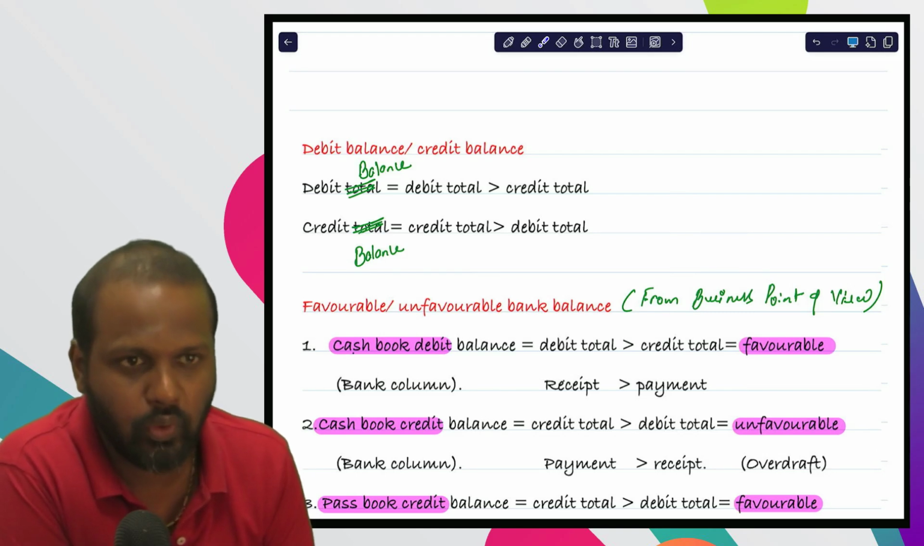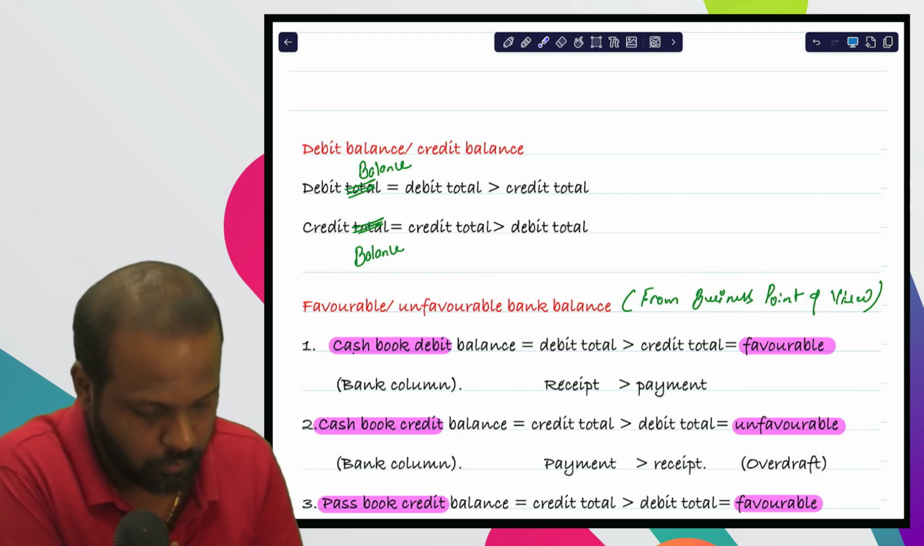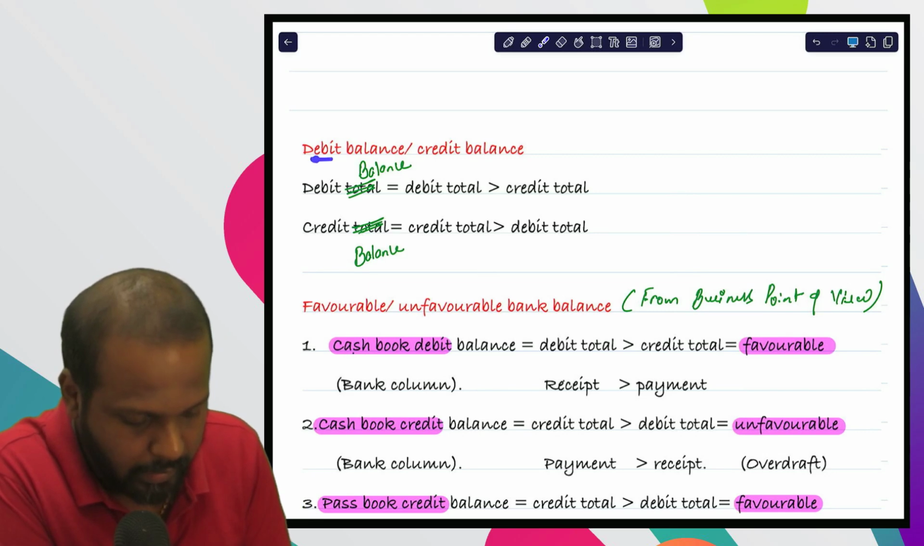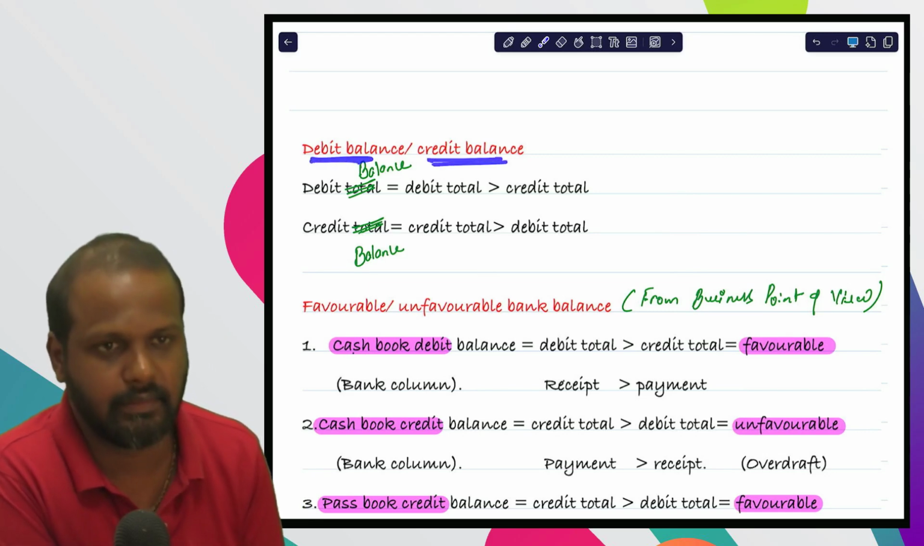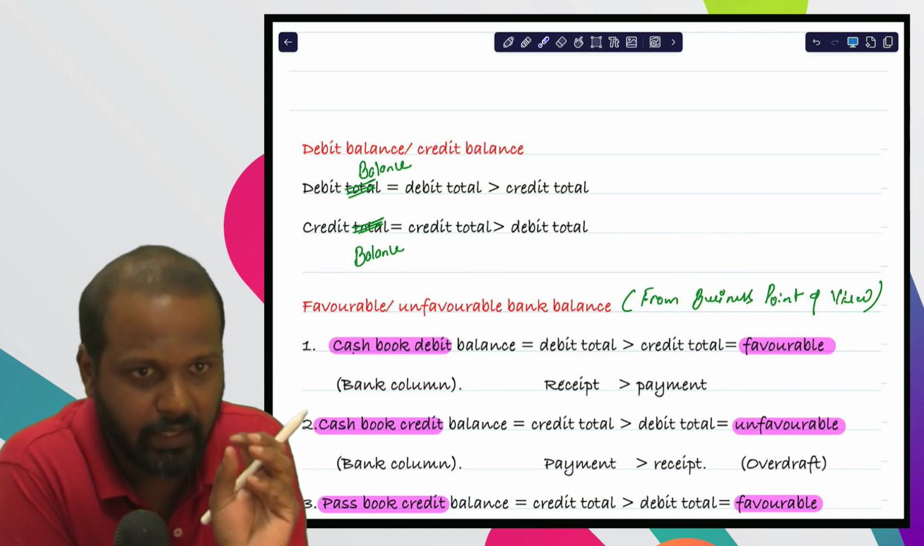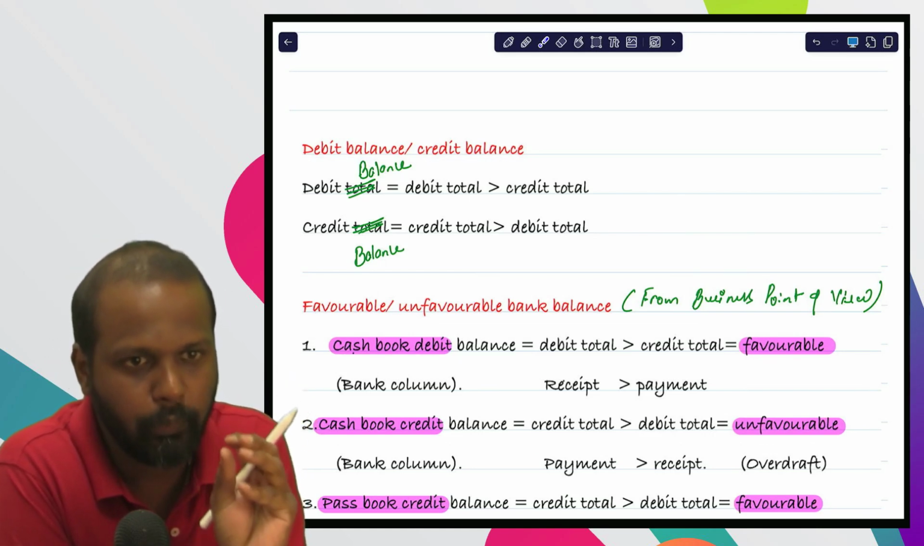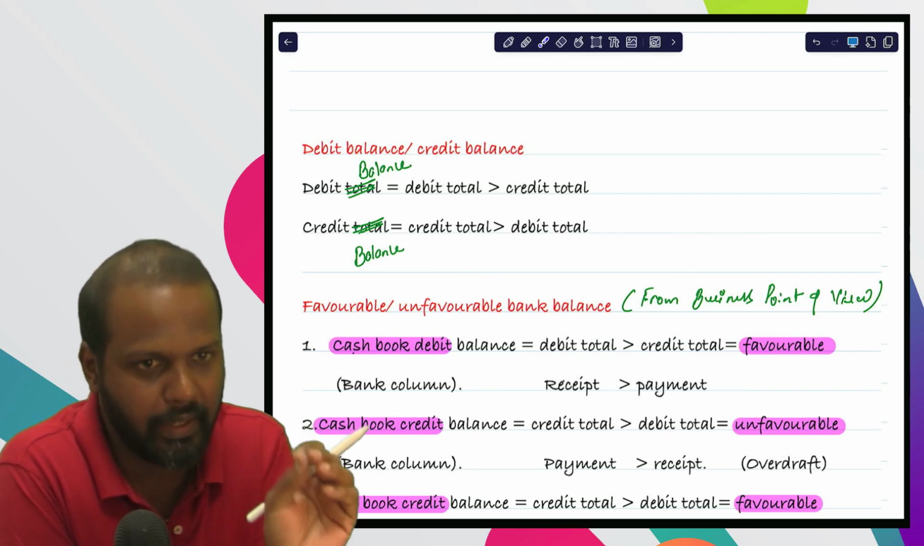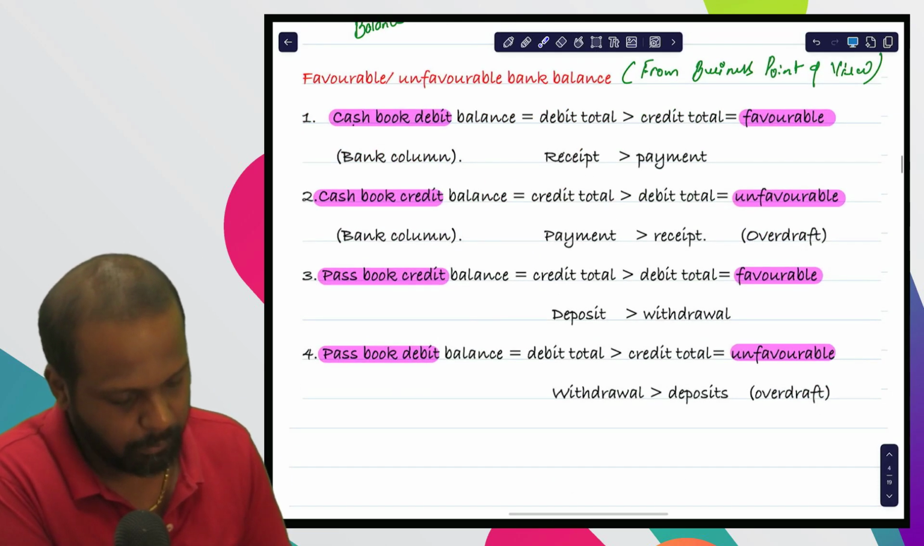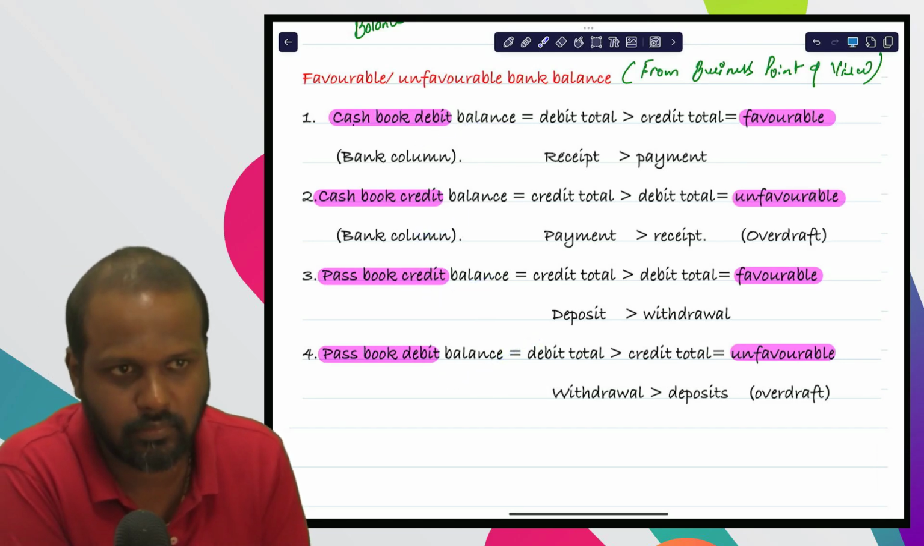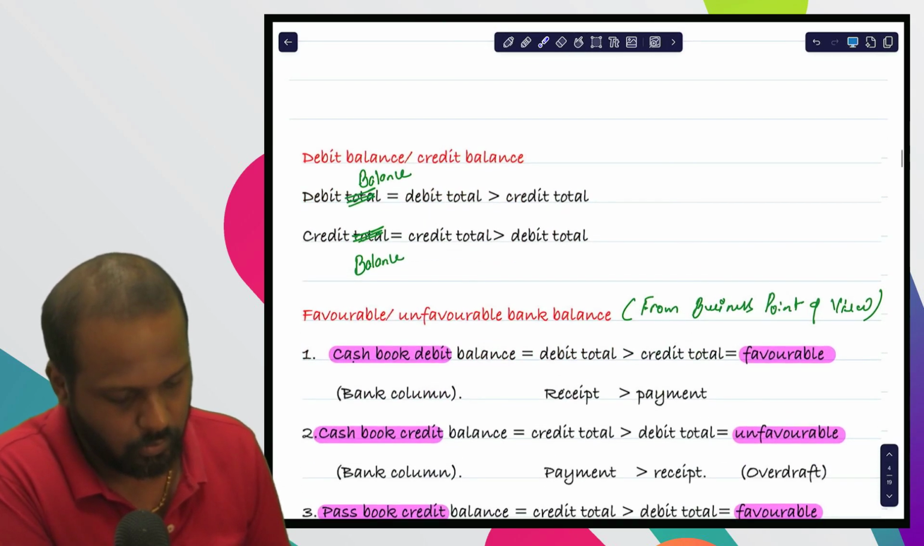Okay, now a few more things are there. Debit balance, credit balance. First, you understand the meaning of debit balance. What do you mean by debit balance and what do you mean by credit balance? Based on that, I'm going to explain four things. Okay. So listen.